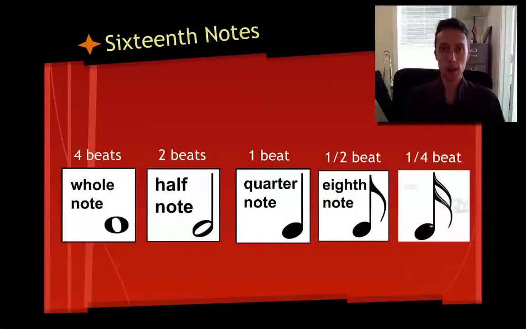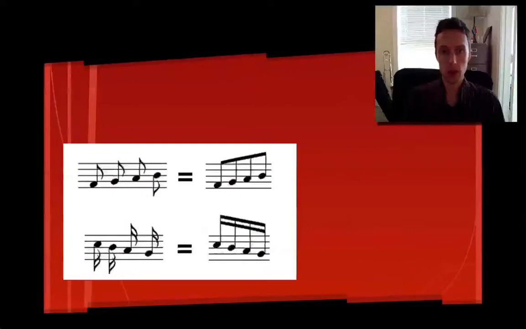So there's our total for today. We have whole notes that are worth 4 beats, half notes that are worth 2 beats, quarter notes that are worth 1 beat, eighth notes that are worth half a beat, and 16th notes that are worth a quarter of a beat. So in here is another example of the flags versus beams thing. Notice that there are big equal signs. That means those 4 eighth notes written on the top there with flags would sound just exactly the same as the ones that are beamed together.